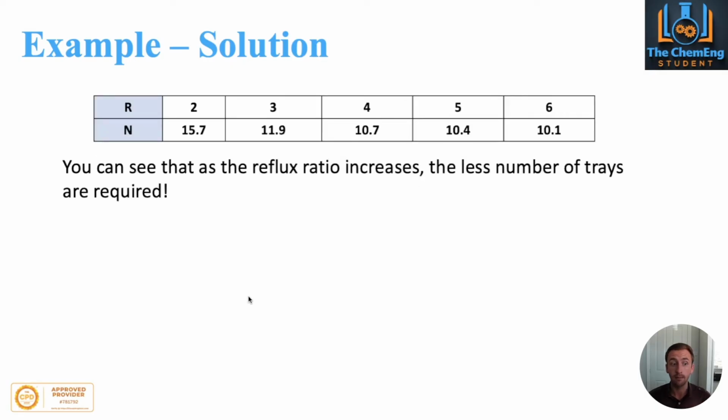Now you just repeat the same process, and we could test different values of R. So we go from 2 and we went up to 6. But what you can see is that as the reflux ratio increases, the number of trays decreases. The more material that is re-entered into the column, the more stages are going to be required.